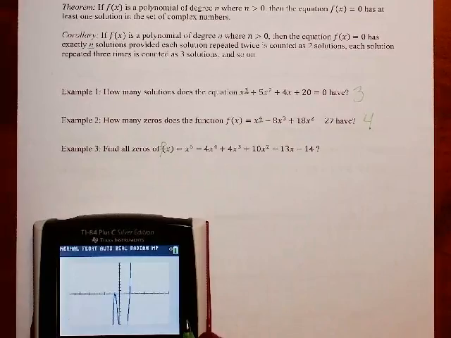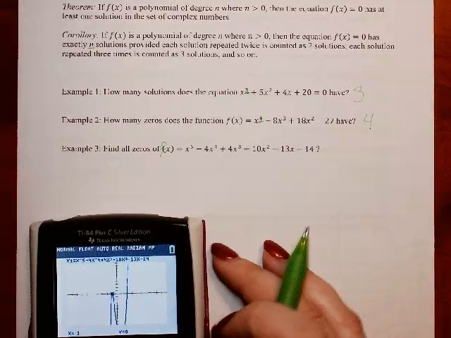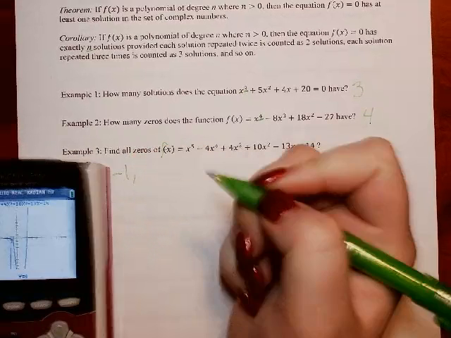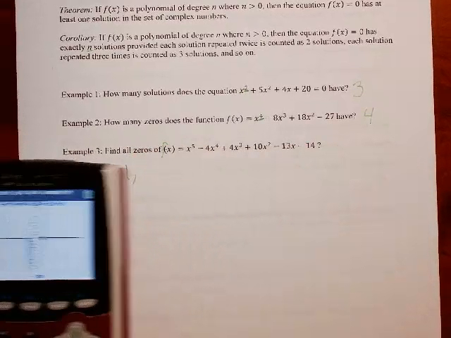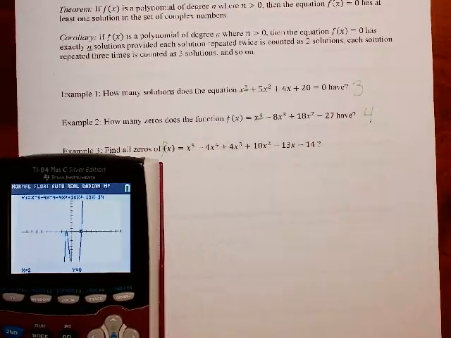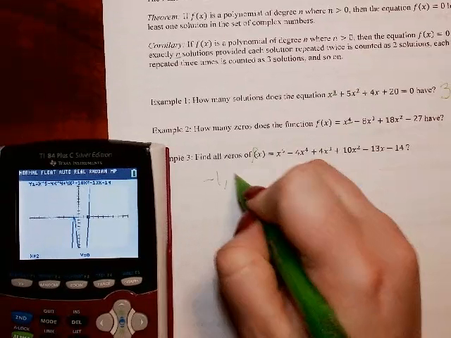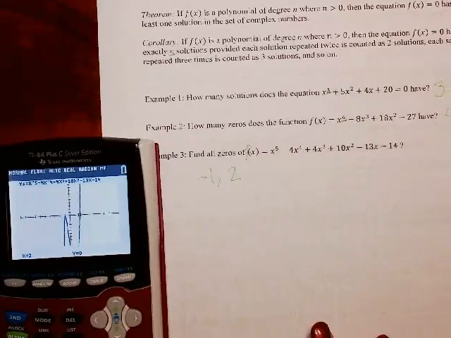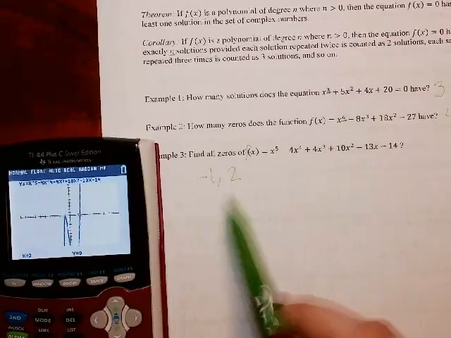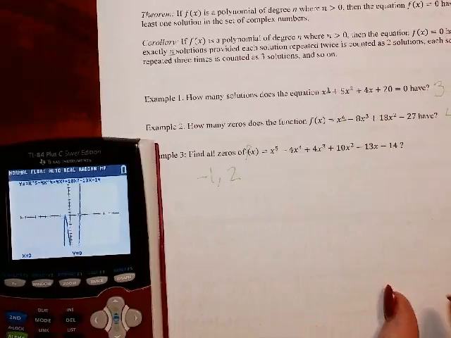Okay, so it looks like we have a 0 at -1, which we do. So one of our zeros is -1. And looks like one of our zeros is at 2. And it is. So we have another 0 at 2. So what we are going to do is we are going to divide the equation here by both of those and see what we're left with and see if we can factor it.